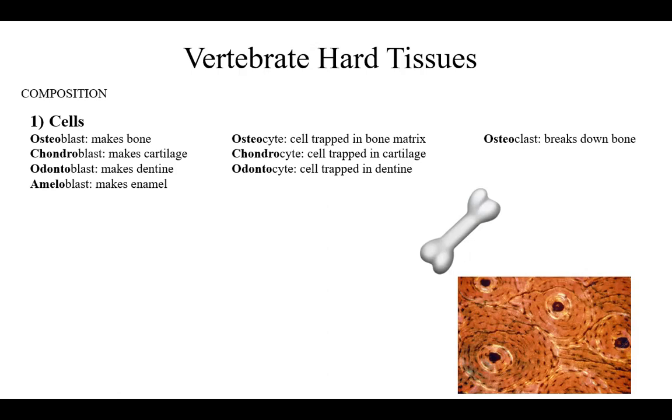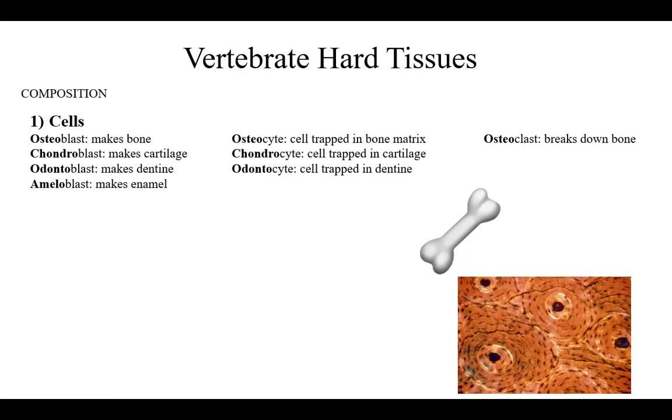As your bone grows and changes shape, like when you had growing pains as a kid, things are happening: new bone being made, old bone being dissolved back. So there are all these living tissues, these living pieces inside a vertebrate hard tissue. There's a reason there's a bone cell for breaking down bone, living in bone, and making bone.